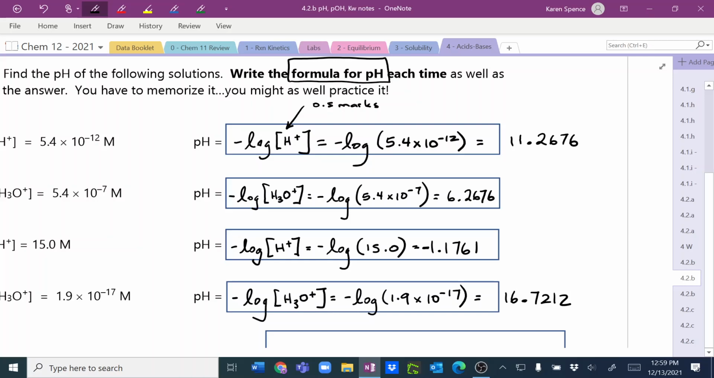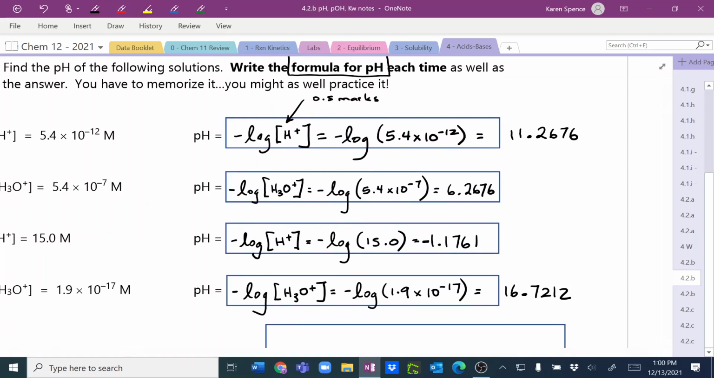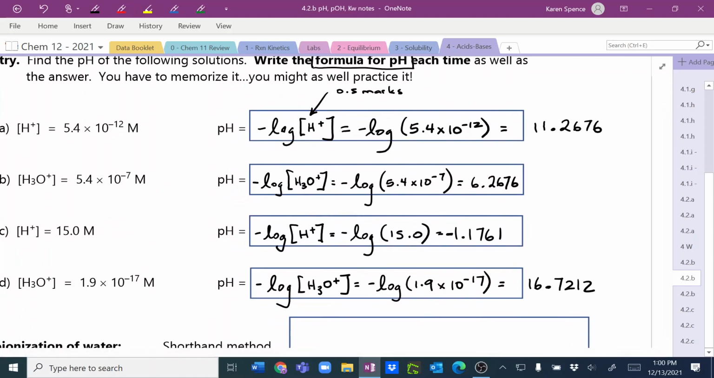Okay, so for our first one, how many significant figures are in our hydrogen ion concentration? 2. Thank you for answering, everyone. I really appreciate it. That's awesome. Now, where would those 2 sig figs occur in my number? After the decimal, thank you. They would happen after the decimal, so it's going to be right there. So that then is going to round to 11.27.